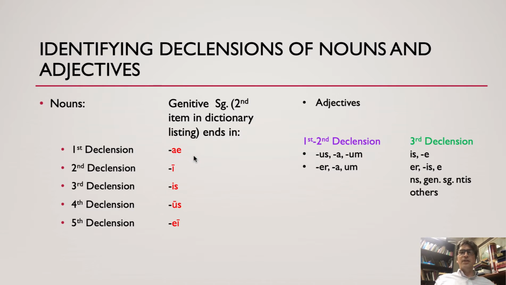So if you look in the dictionary and the second form of the word given ends in AE, you know that you're looking at a first declension noun. If the second thing you're given in a dictionary ends in an I with a long mark over it, you know that you're looking at a second declension noun. If it ends in an IS, third declension, a US with a long U, fourth declension, and an EI, be careful to distinguish this from just the I of the second declension, you know that you're looking at a fifth declension noun. Adjectives are a little bit more complicated. Us, a, um, both make an adjective first, second declension. Pretty much anything else means that it's a third declension.